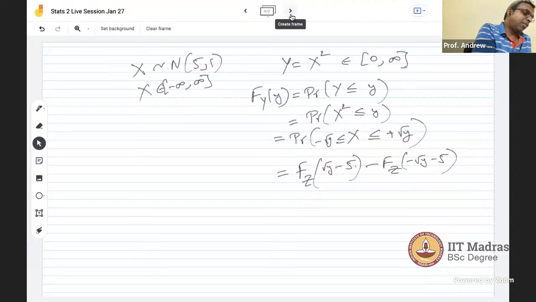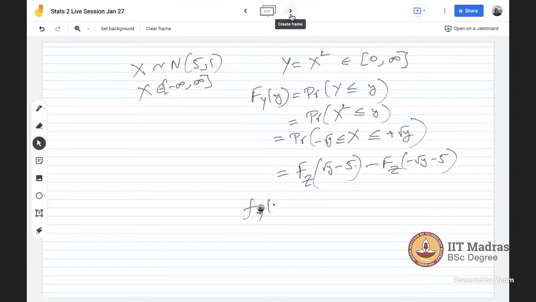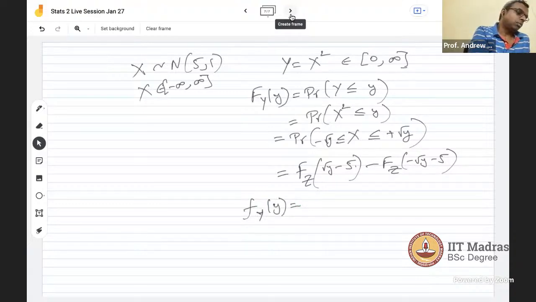Now, how do you do the PDF? Okay, so it's a derivative question. I leave it as an exercise. It's just a function of functions, right? So it'll be the derivative of F_Z evaluated at root y minus 5, and then you'll have to differentiate root y there, so you'll get 1 by 2 root y. On the other side, you'll get the derivative evaluated at minus root y minus 5, and then you'll divide by 2 root y. But because of the minus sign, you'll get a plus finally. So it'll be the sum of two PDFs. Is that correct?